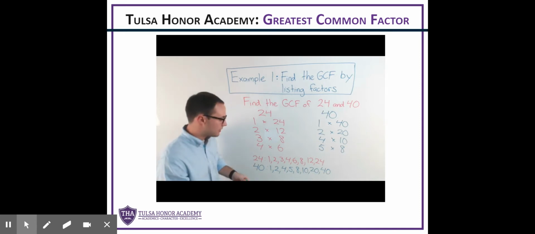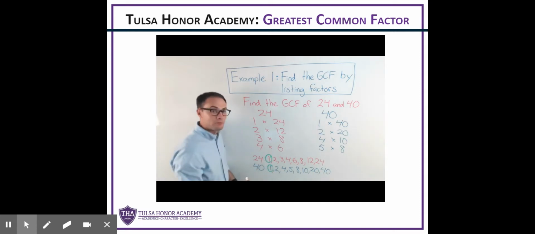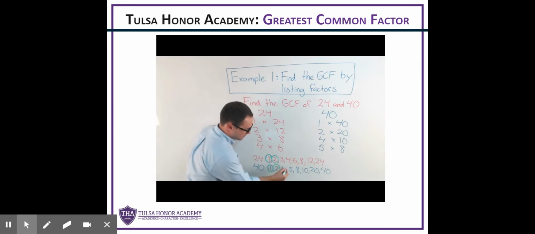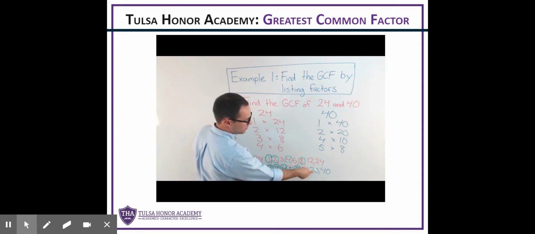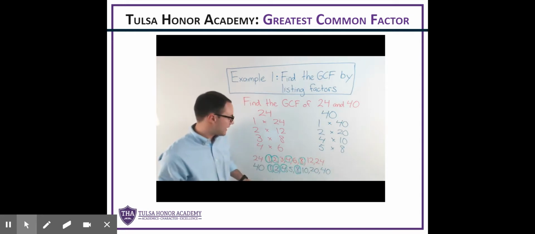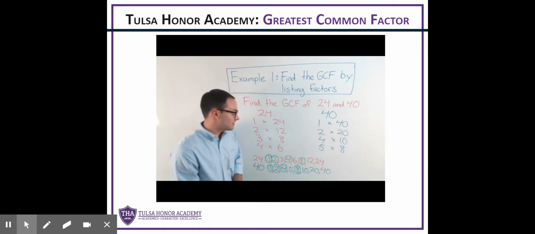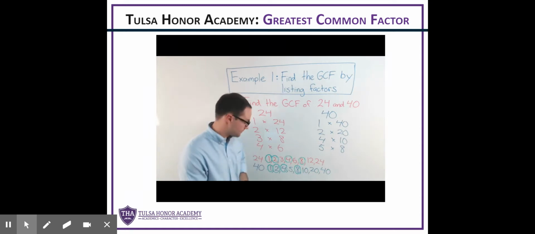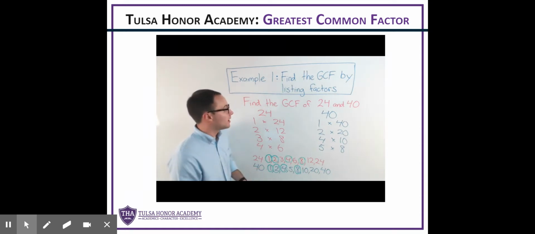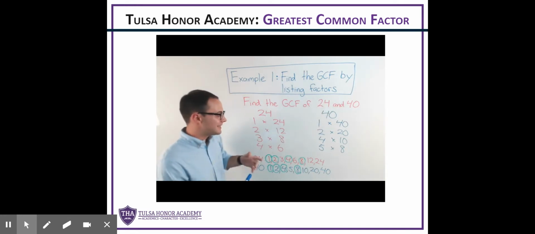So what I'm going to do right now is I'm going to circle my common factors. Well, 1 is common. They're in both. Same with 2. Same with 4. 3, no. 5, no. 6, no. 8, yes. 10, no. 12, no. 20, 24, 40, no. So those are all my common factors: 1, 2, 4, and 8. And then all you got to ask is, well, which one is the greatest of the common factors? And obviously 8 is the greatest. So my final answer, the greatest common factor of 24 and 40 is 8.